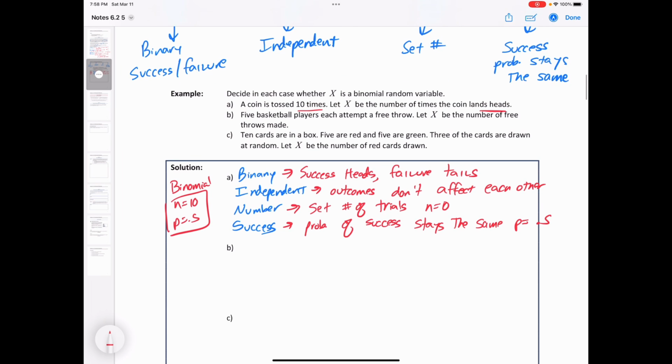All right, and now the next one I'm going to go a little bit quicker. I'm not going to write as much. We're going to talk about it and put checks by our problem. It says 5 basketball players each attempt a free throw. Let X be the number of throws that are made. Okay, so this is binary. Successes, they make it. Failures, they don't. It's independent because if the first person makes it, that doesn't impact the second person and so forth. There's a set number. 5 people are throwing, so that's good. What messes this up is that probability of success is going to be different because you've got 5 different people. So your probability of success changes.